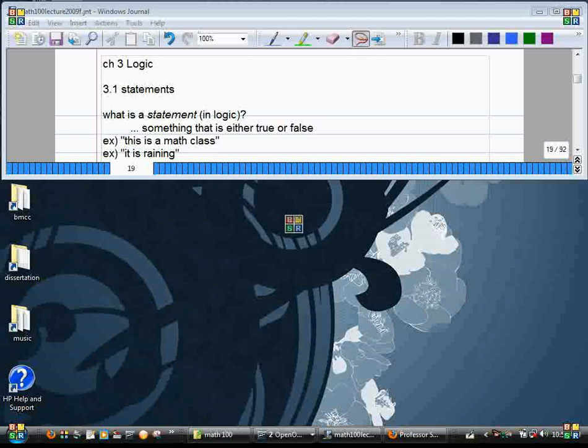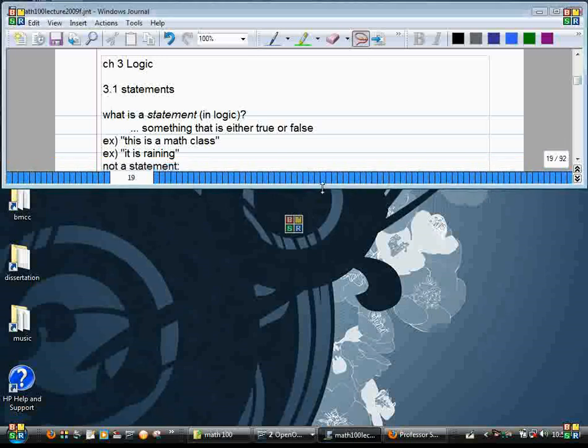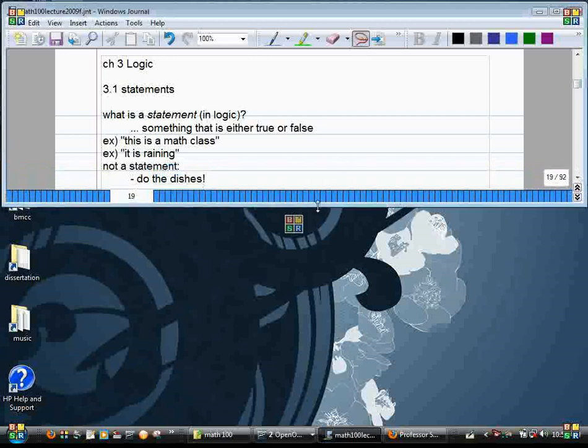Okay. This is not a statement. Do the dishes. Is that true or false? Yeah, it has no value. It's not true, it's not false. It's nagging. Exactly. But this, as far as logic goes, this is not a statement. And logic is comprised of little statements that are built out of statements that are either true or false.